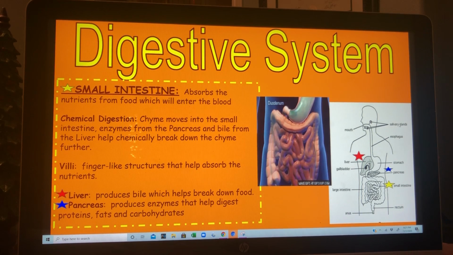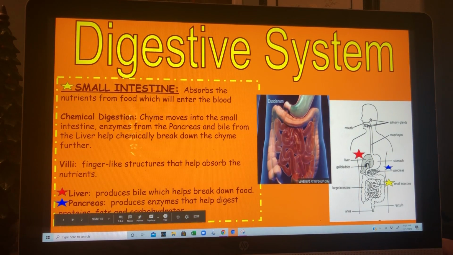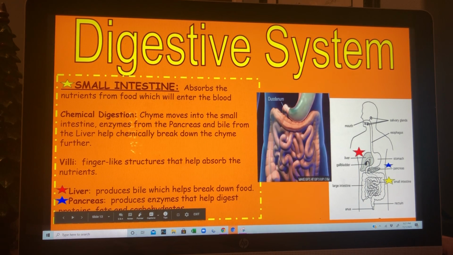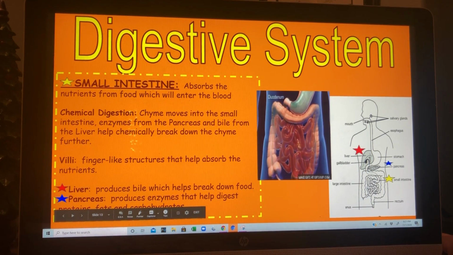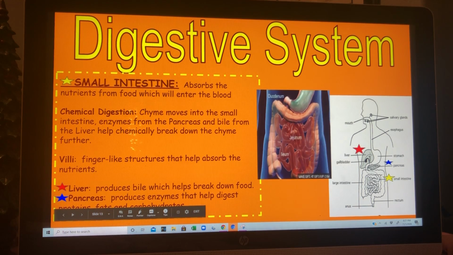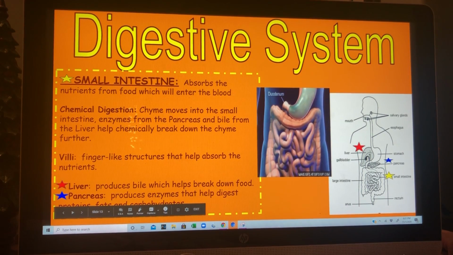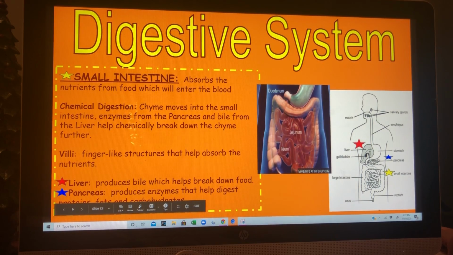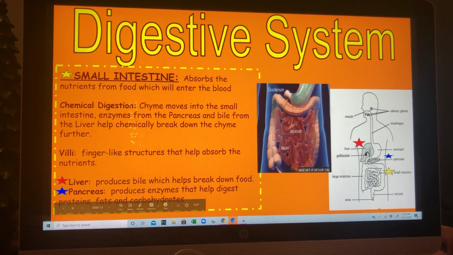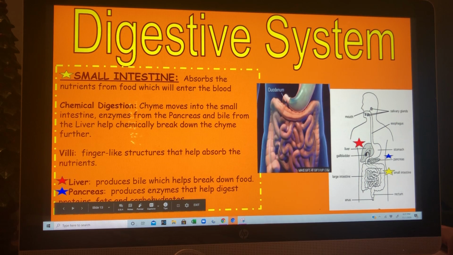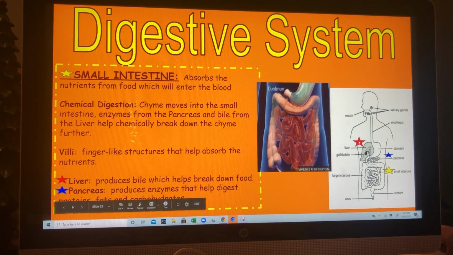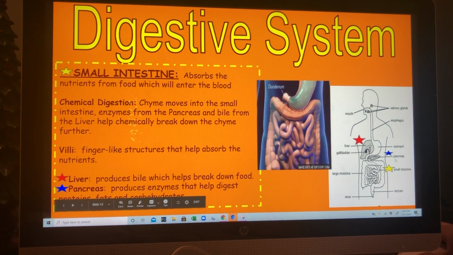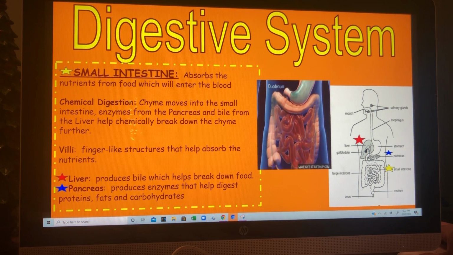If we look on the right-hand side of the screen, we will see the small intestine is very long. The tube itself looks like it is just crunched inside of the abdomen. It's much longer in length than the large intestine, but it's smaller in size. The small intestine is indicated here with a yellow arrow. The liver, a red star, and the pancreas, a blue star.